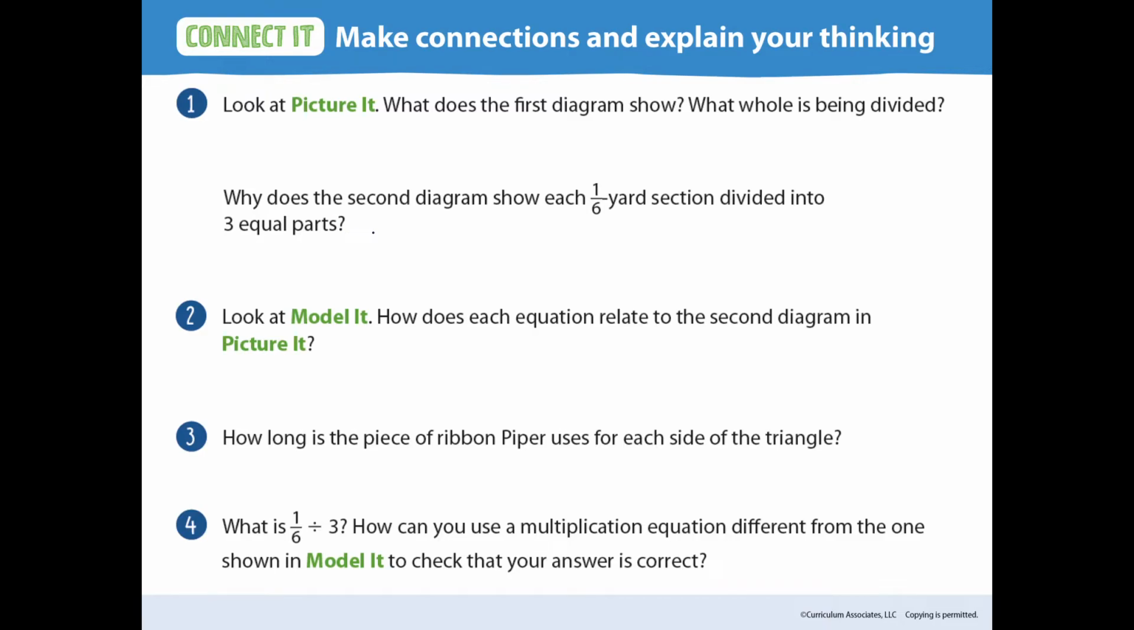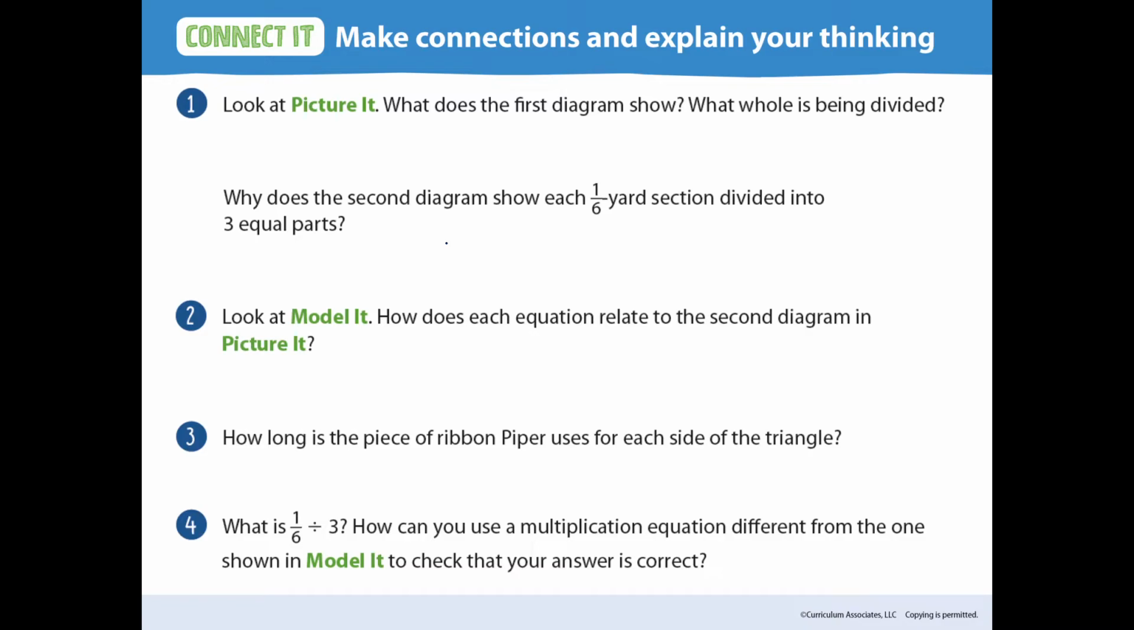Why does the second diagram show 1/6 yard sections divided into 3 equal parts? The 1/6 yard section of ribbon has to go around 3 sides of the triangle. We know that triangles have 3 sides and that each side has equal length. So that's why we divide by 3.